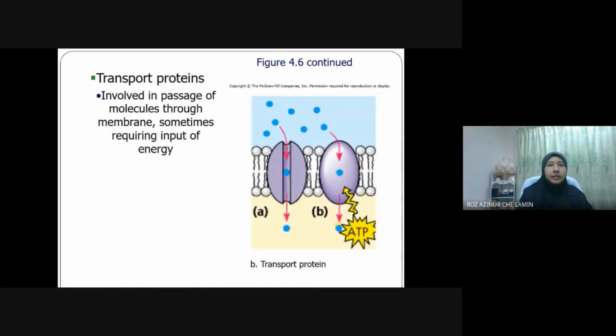Next is the transport protein. It is involved in the passage of molecules through the membrane, sometimes requiring input of energy. This is the diagram of the transport protein. This is the protein which can allow ATP or some molecules to flow into it.